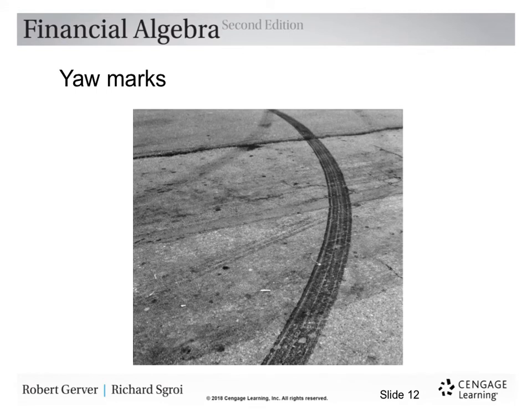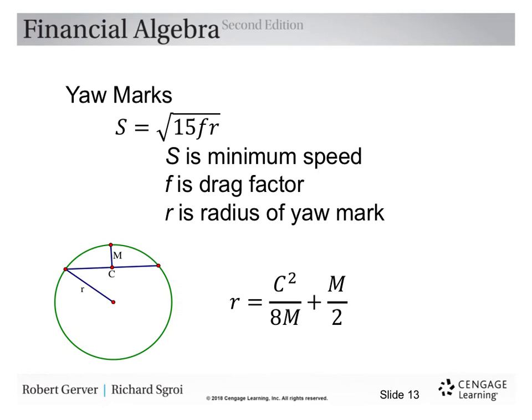So now let's discuss yaw marks. As you can see in the picture, this is a typical yaw mark. Notice it's curved. It is not straight. Well, in order to calculate speed when you have a yaw mark skid, the formula is S is equal to the square root of 15 FR, where F is the drag factor, and R is the radius of the yaw mark, okay? So again, S is the minimum speed, F is the drag factor, R is the radius.